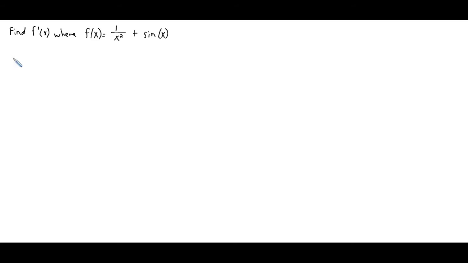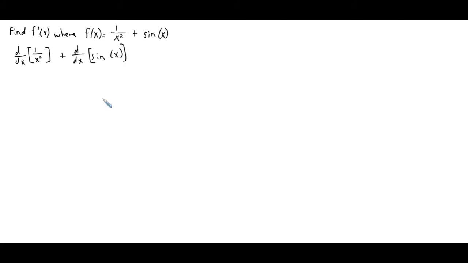Okay, so how do we do this? First, we distribute it over the sum. So the derivative of 1 over x squared plus the derivative of sine of x. Now, 1 over x squared, we don't have a fraction rule, right? This isn't like limits where you can take the derivative of the top and the bottom. We will get a fraction rule later, but for now, we don't have one.